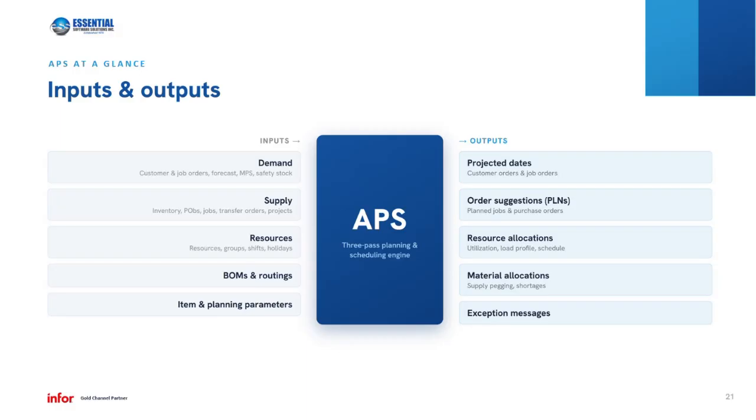Your resource allocations are outputs, so the soft allocation of your resources, how they're utilized, what that load profile looks like, the production schedule. Your material allocations, including the supply pegging and shortage identification, and then your exception messages, the warnings from APS where you are in trouble of not being able to adhere to the plan for whatever reason. So if we look at the inputs, we need accuracy in all these areas. Good data in, the outputs will then be trustworthy.